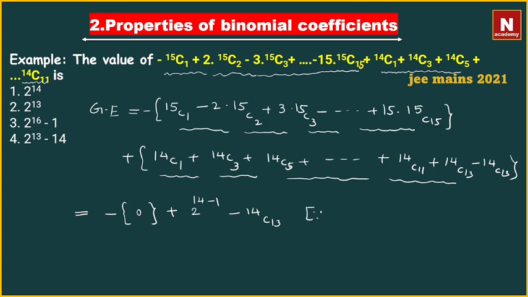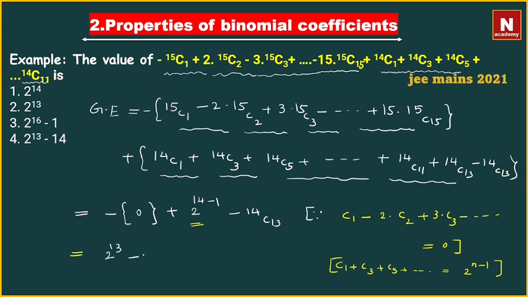The first one is C1 minus 2 into C2 plus 3 into C3 and minus, and so on, with alternate signs, whose value is 0 according to our notes. The second part is in the form of C1 plus C3 plus C5, odd suffixes, the sum of odd suffixes formula, 2 power n minus 1. Here our index n is 14, that's why 2 power 14 minus 1, which is 2 power 13, minus 14C13, whose value is 14. So this is the answer. Option number 4 will be the answer.